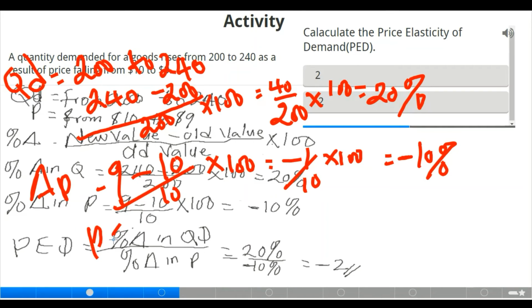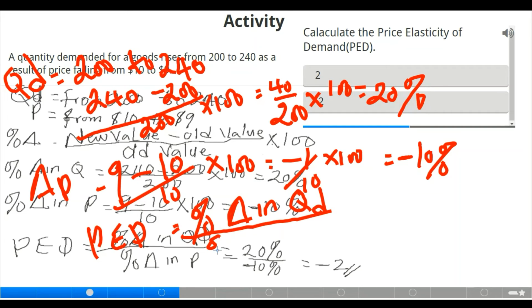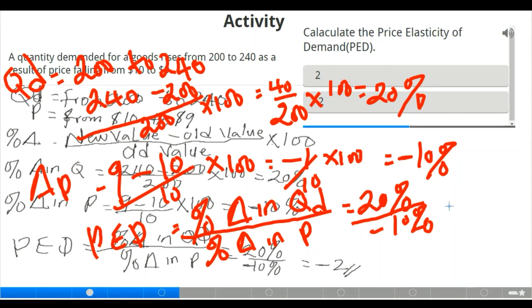Now for us to get our price elasticity of demand, we have the percentage change in quantity demanded divided by the percentage change in price. Our percentage change in quantity is 20%, while our percentage change in price is minus 10%. So our price elasticity of demand will be minus 2. That is our final answer.